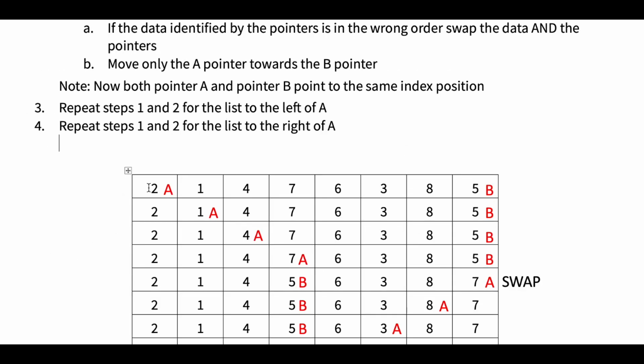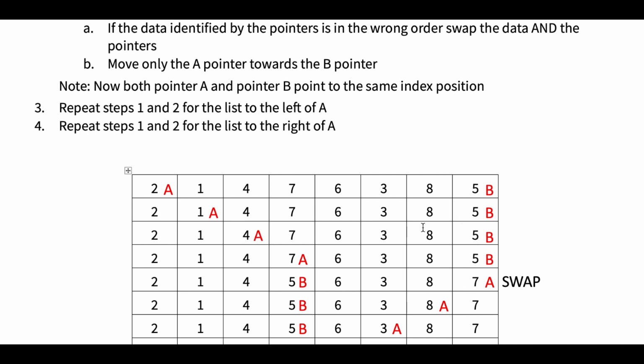So in our first row, we can see our data is unsorted. Notice how I have placed pointer A at the left and B on the right. And we simply compare the data that is being pointed to by A, which is the value 2, and the data being pointed to by B, which is the value 5. So we're going to sort this into ascending order, so the 2 and the 5 are in the right position. We only move A towards the pointer B. We now compare the 1 and the 5. Those two pieces of data are in the right order. Move the A towards the B.